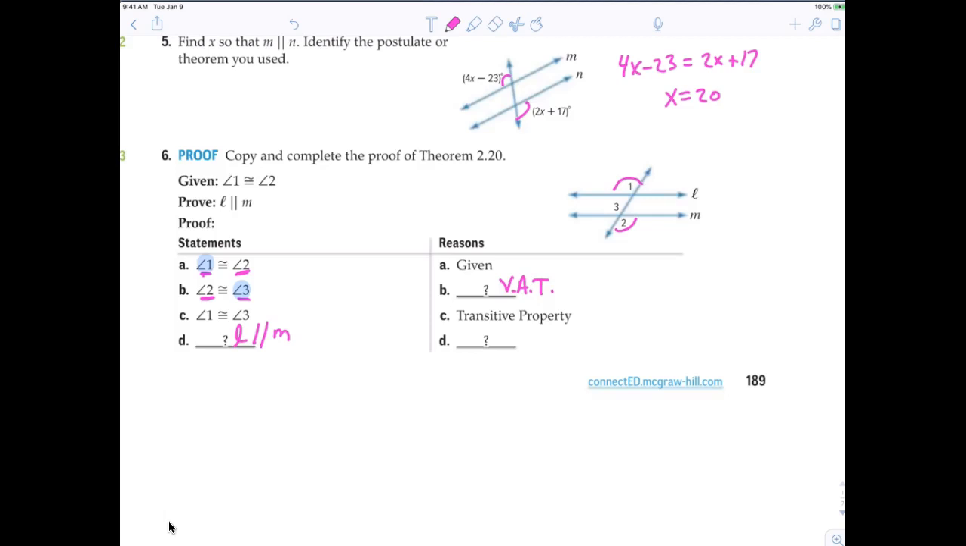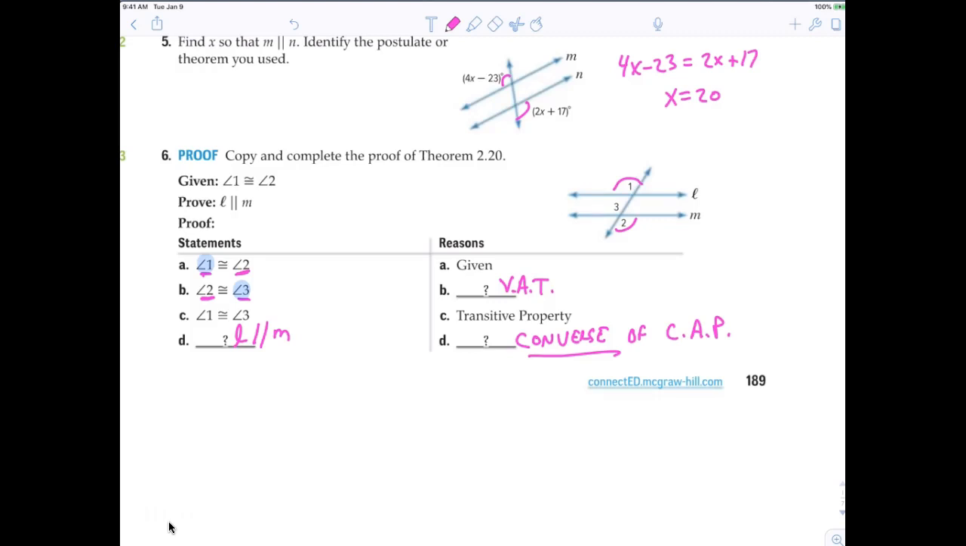Now, technically, and I don't care if you write this, but I'm going to be technical with you. This is a converse of the corresponding angle postulate. Don't worry, you're always going to say it, and it's not a big deal. That's the converse. Do you agree? Because the original statement was if the lines are parallel, then the angles are congruent. Now we're saying if the angles are congruent, then the lines are parallel. Is everybody hearing me on that converse?